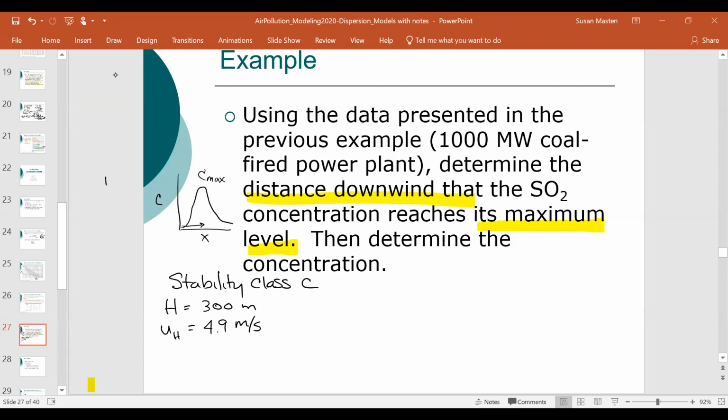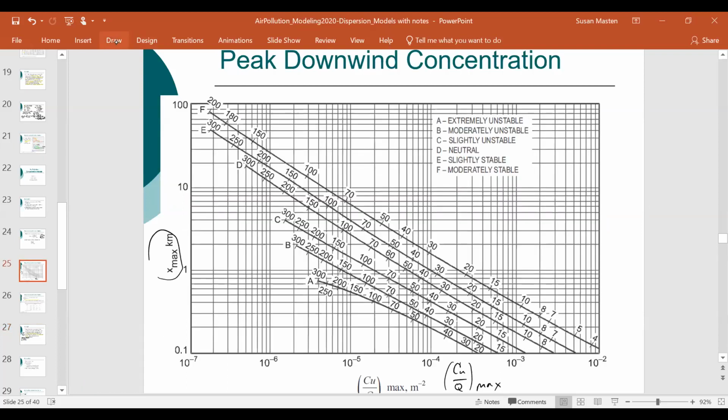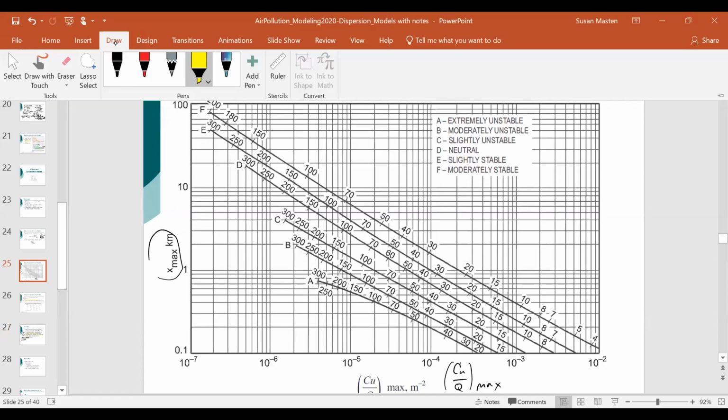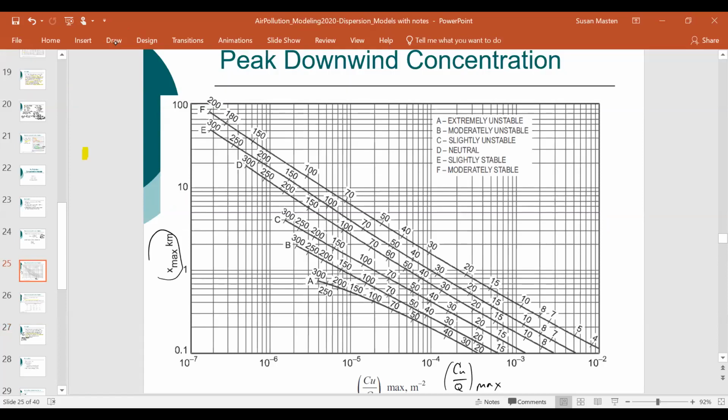So let's go to this figure here and use the highlighter. So what do we have? Okay, we have stability class C. We have an effective stack height of 300 meters. So what we're going to do is read across here and read down.